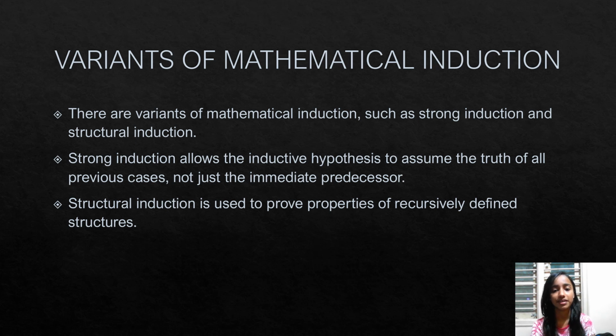Variants of mathematical induction. There are variants of mathematical induction including strong induction and structural induction. Strong induction allows the inductive hypothesis to assume the truth of all previous cases and not just the immediate predecessor. Structural induction is used to prove properties of recursively defined structures, making it a powerful tool in computer science and other fields that deal with complex recursive data types.